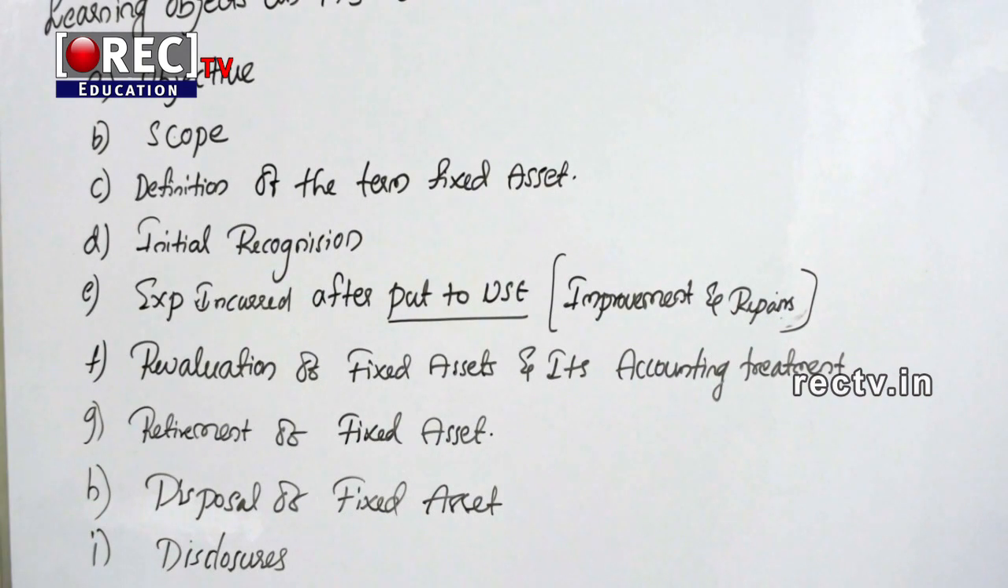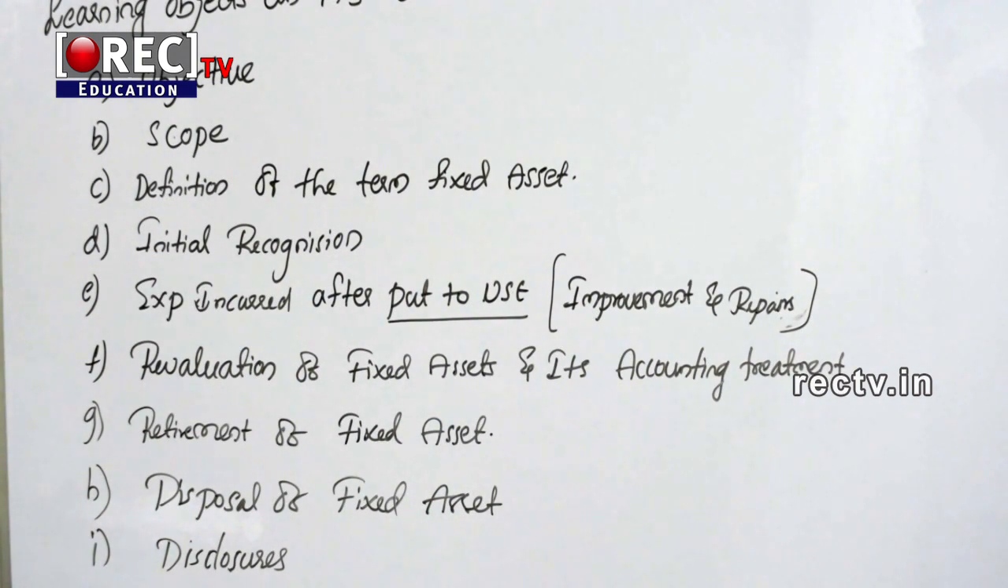That is A, the objective of AS10. AS10 provides when an asset can be treated as a fixed asset, its initial measurement, recognition, the further expenditure incurred and its complete accounting treatment up to its disposal. So the objective of AS10 is that when a fixed asset is put to use, we should maintain all the measurements, recognition, any further expenditure that may be incurred and the complete accounting treatment up to its disposal as per AS10. AS10 does not discuss the depreciation or amortization of fixed assets. So this is the objective of AS10.